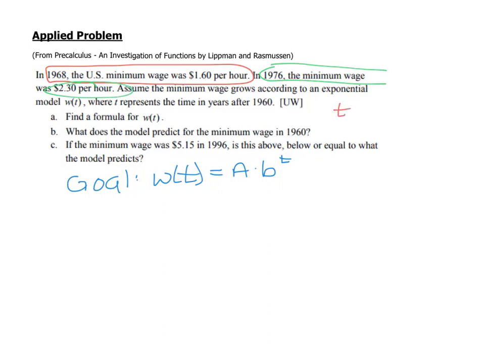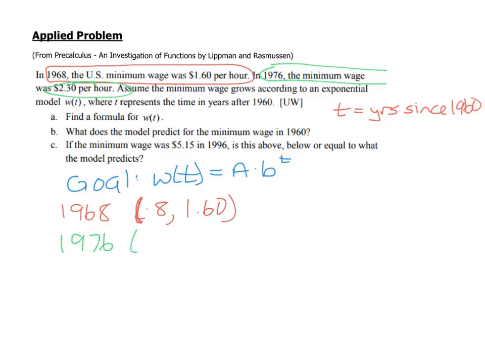Since t is time in years since 1960, this first data point goes with 1968, so our t is going to be 8, and our W of t is $1.60. So there's my first data point. And our second data point was from 1976. 1976 is 16 years since 1960, and my minimum wage was $2.30.